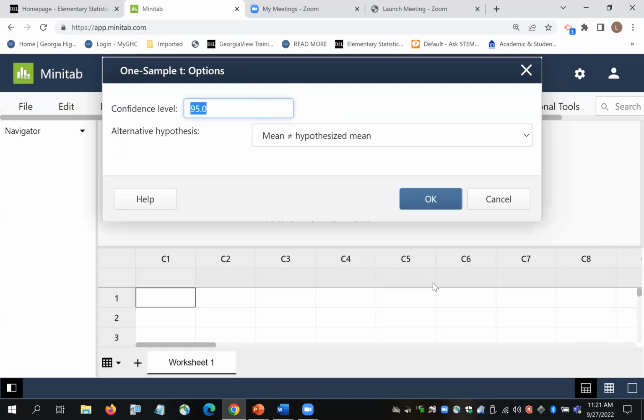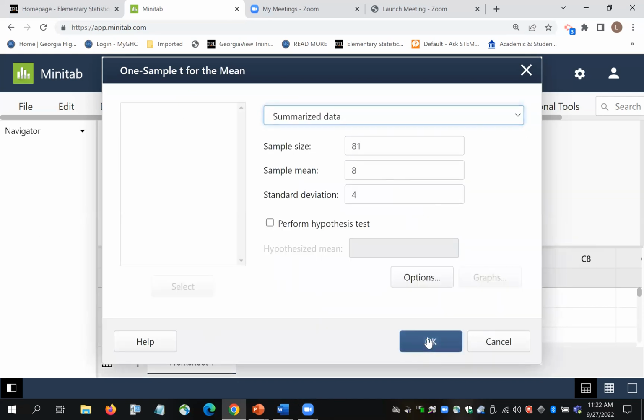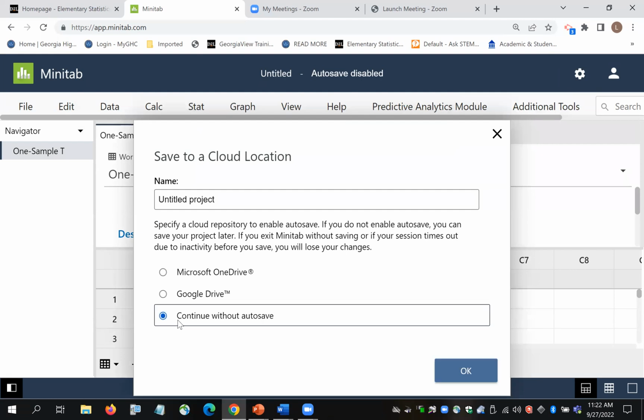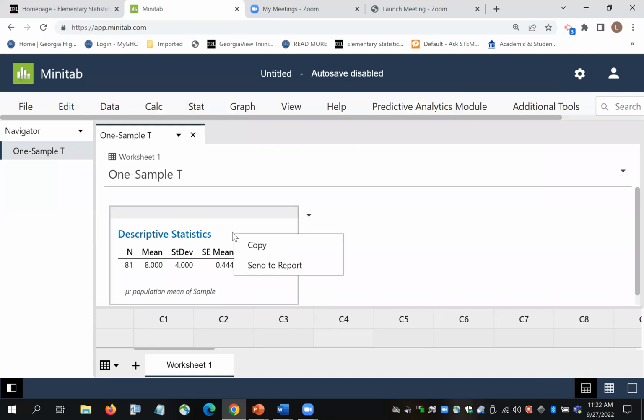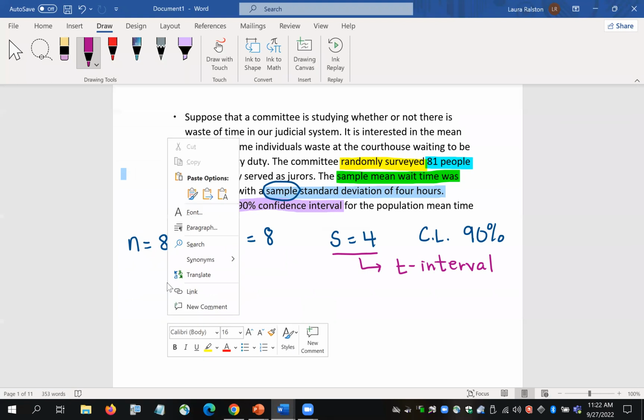Then we go to options. I have to indicate my confidence level, and for this problem it was 90%, and my alternative hypothesis is always not equal. I'm not worried about whether it's less or greater than. I'm just worried about whether or not it's the same or equal. I click OK twice, and just like we were getting last week, in our upper screen we get the results, and I'm going to copy them over here to my paper so we can talk about them.